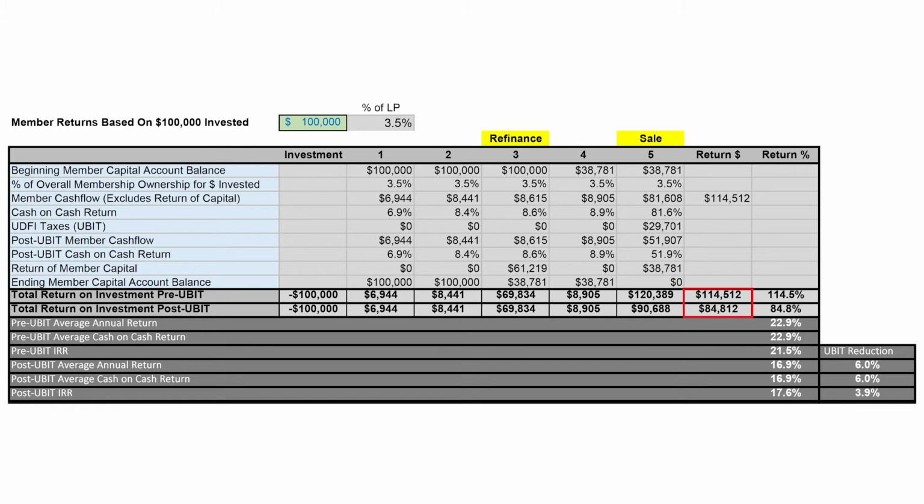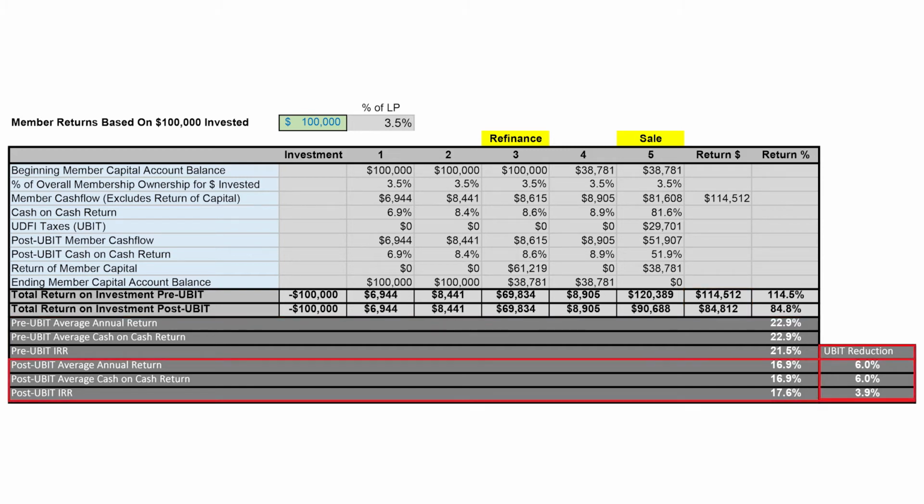And while that's a large chunk, what does that mean on an annualized basis? Well, let's head to our annual returns. Pre-UBIT returns sit at 22.9% annually over the course of 5 years, while IRR, which takes into account the time value of money, is right at 21.5%.